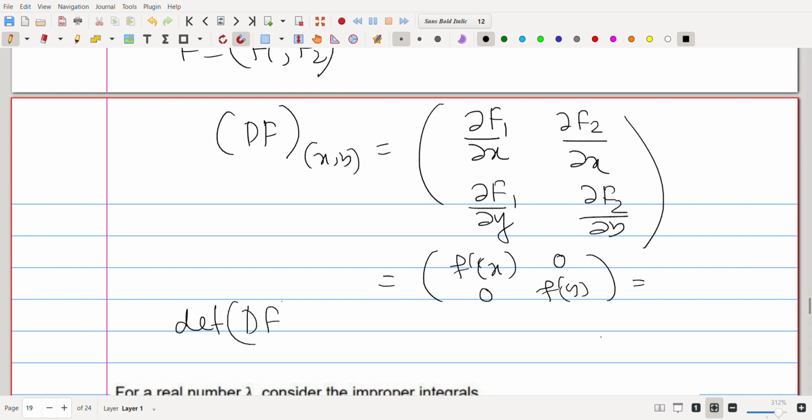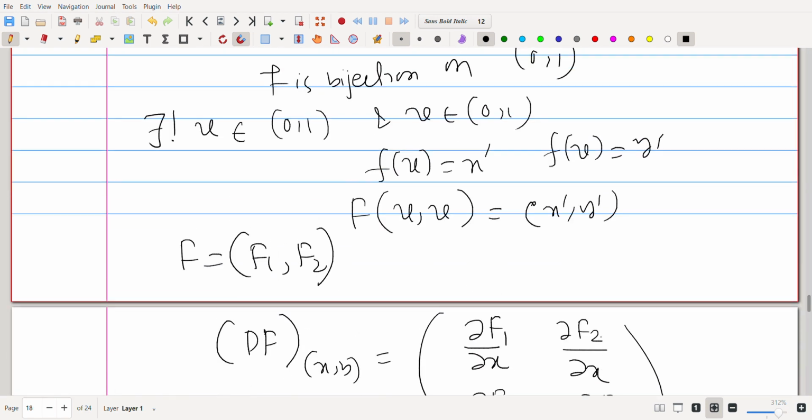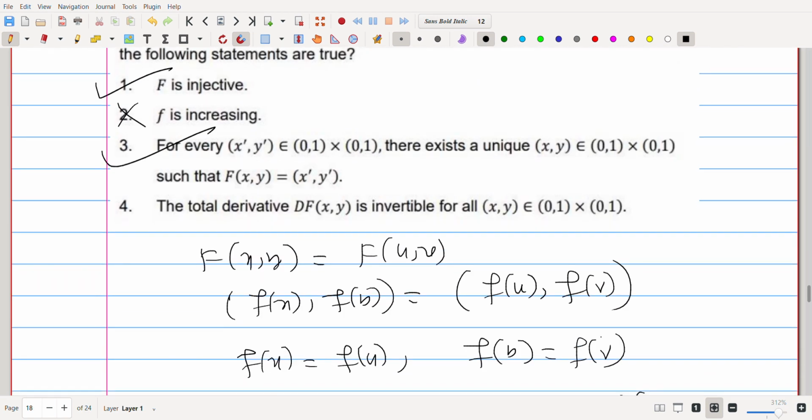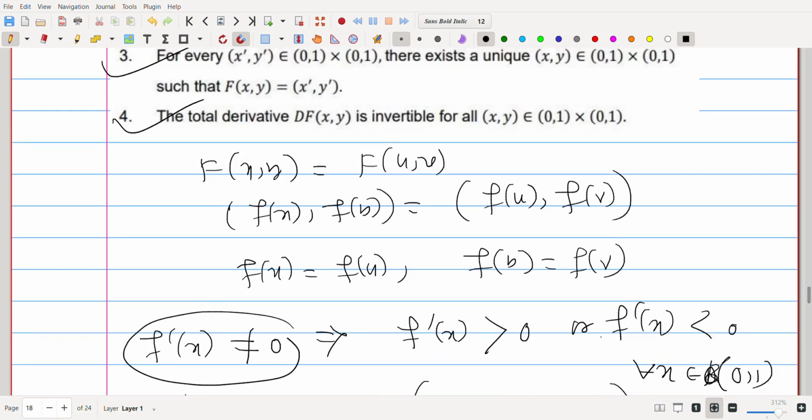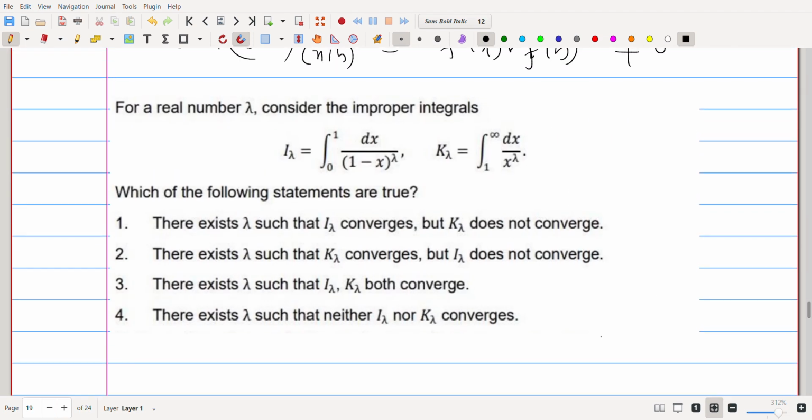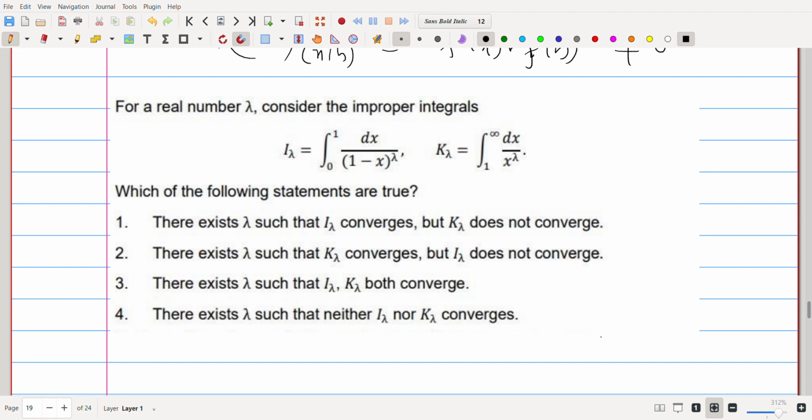So the determinant of dF(x,y) is given by f prime x times f prime y, which is not equal to 0. Hence this matrix is invertible. Total derivative dF(x,y) is invertible because f prime x is non-zero for all x. Hence f prime x times f prime y is also non-zero for any (x,y) belongs to open interval (0,1). So this one is also correct. So 1, 3, 4, these are correct answers.